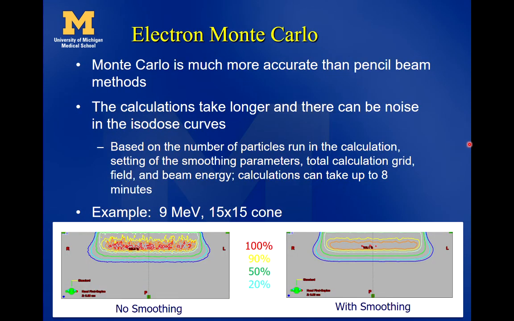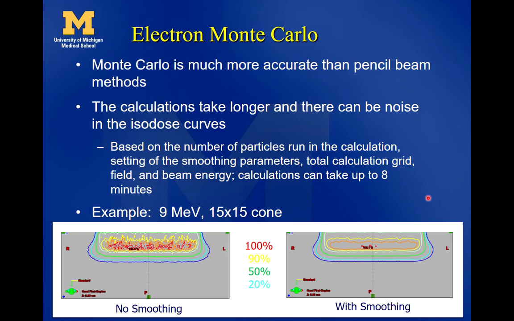To this end, these days for treatment planning, we use electron Monte Carlo. Monte Carlo is much more accurate than the old methods. The calculation takes much longer, and there can be a lot of noise in it. In this electron Monte Carlo, this is the real data that the system produces. It basically uses supercomputing power to produce this dose distribution, but this obviously is not what the patient actually gets. You do a lot of smoothing on it, and you get something that looks like this. In this example, this is a 9 MeV electron beam with a 15 by 15 cone.